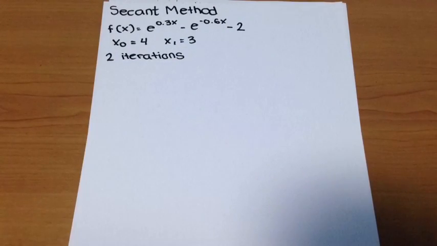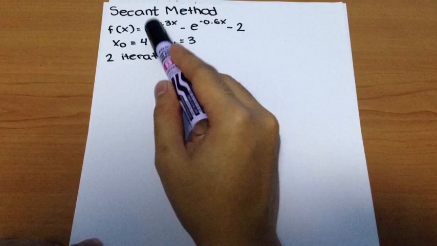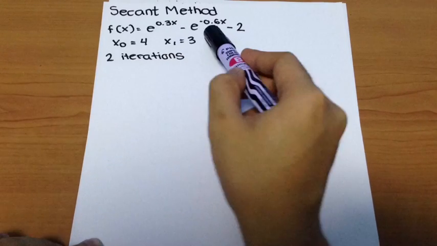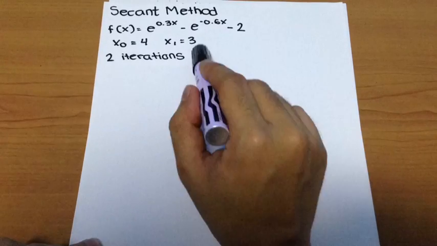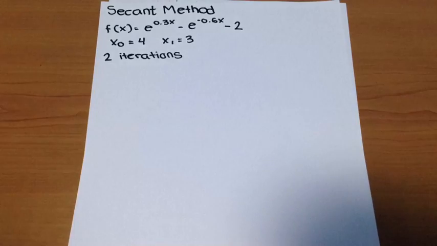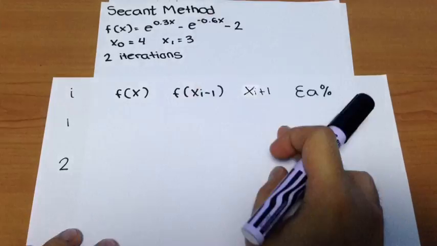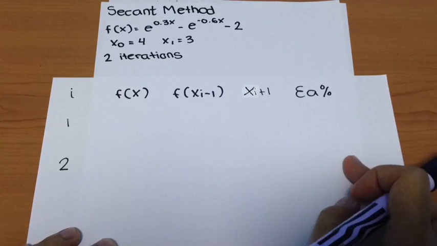Everyone, second method. So we are given the function of x, where e is raised to 0.3x minus e raised to negative 0.6x minus 2. We have x0 = 4, x1 = 3, and we conduct two iterations, and we have a table here. F of x will be filled up shortly.